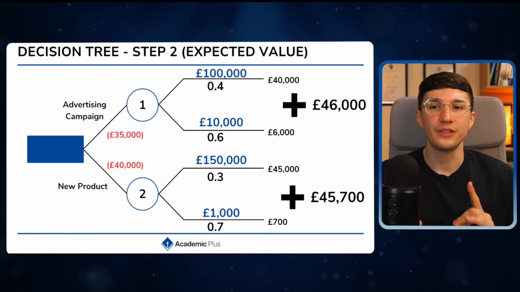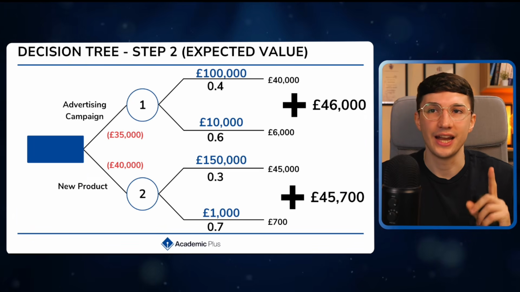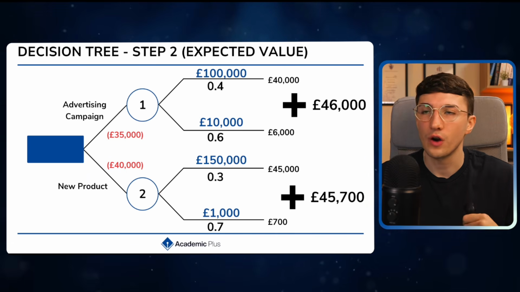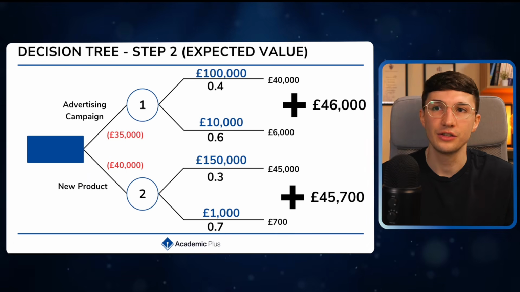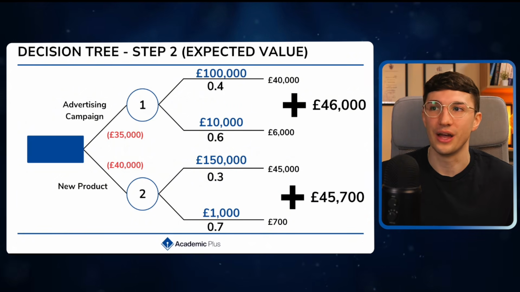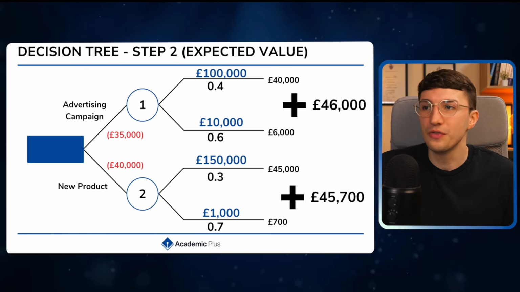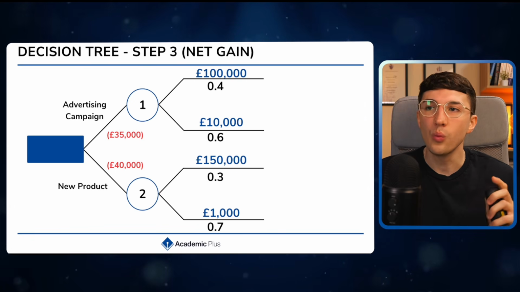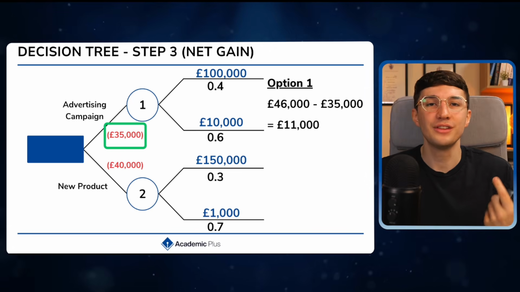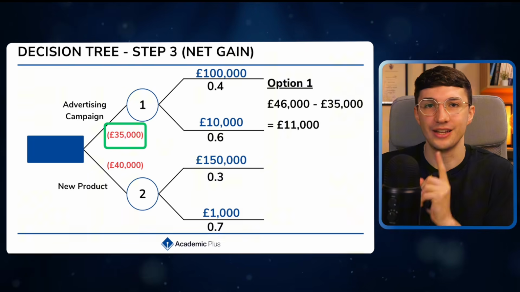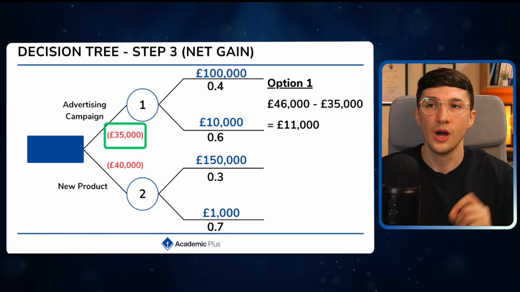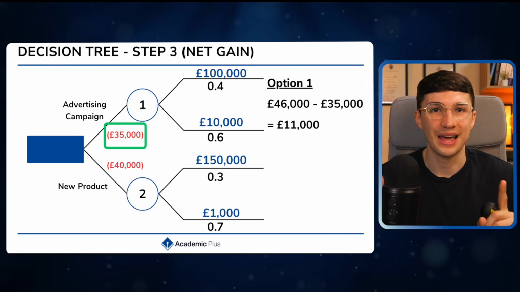Now, the next thing that we need to do is calculate the net gain, and this is the important part. So we know that our expected return for option 1, factoring the probabilities of risk, is going to be £46,000. But remember, we have that initial investment into it. We spent £35,000 on the advertisement campaign. So what we want to do is take that negative £35,000 and minus it from that expected value to get us the net gain. So we do the £46,000 minus £35,000, which would give me a net gain for option 1 of £11,000.